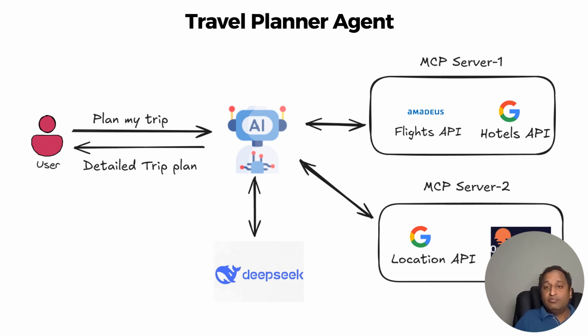And then we have two MCP servers. MCP server 1 has the Amadeus Flight API and another hotels API, so this server has two tools. Another MCP server gives the location API, which tells about the details of the location, and a weather API which tells how the weather conditions are in that location during the user's travel dates. And then we use DeepSeek as our LLM.